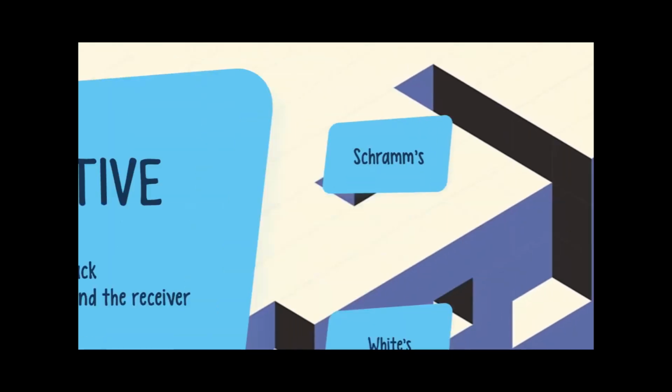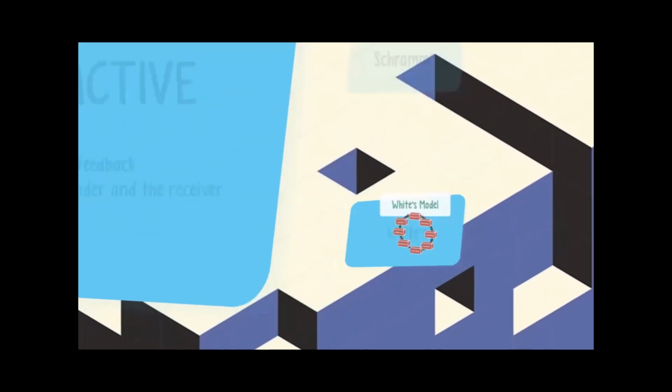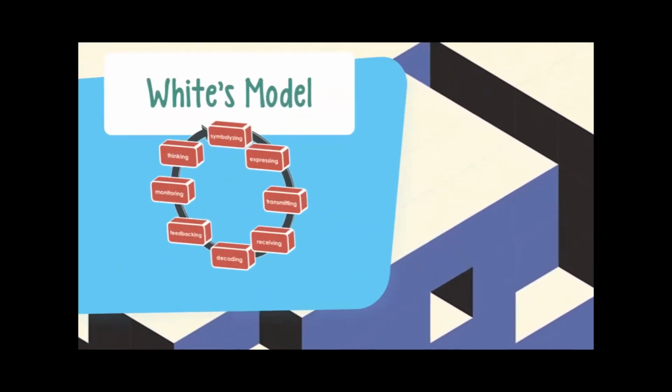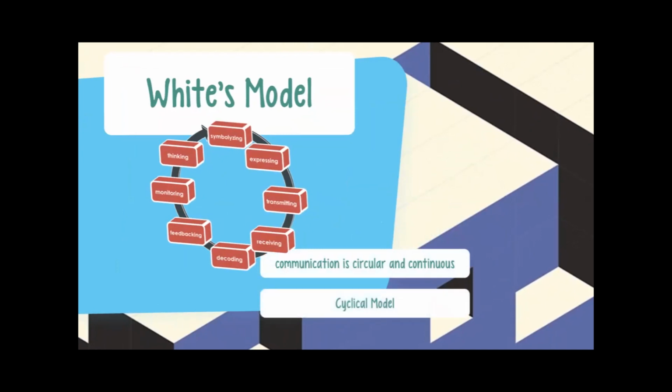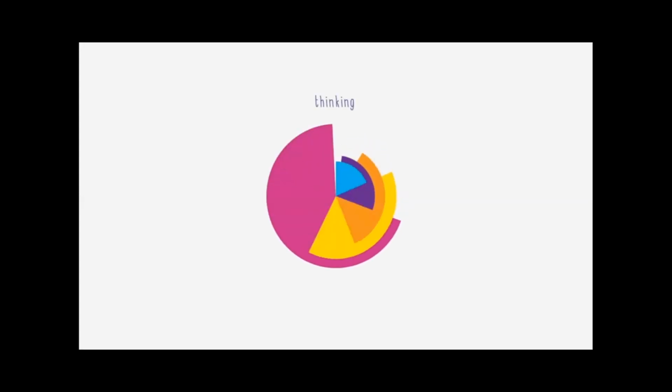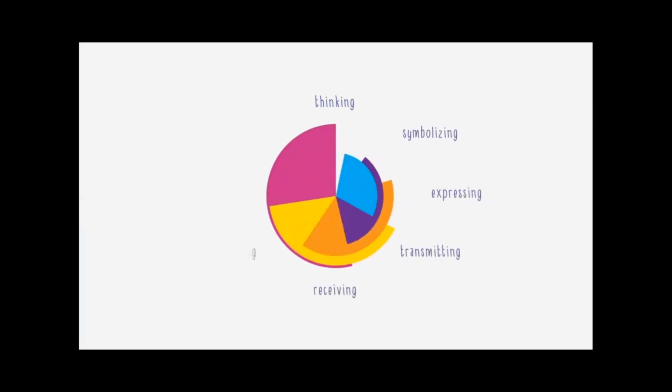The second one for the interactive model is White's model. This model was developed by Eugene White, who tells that communication is circular and continuous, without a beginning or end. This is why he made a cyclical model. He points out that although we can assume that communication begins with thinking, communication can actually be observed from any point in the circle. Eugene White contributed the concept of feedback to the field of communication.